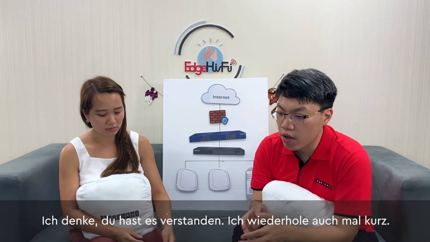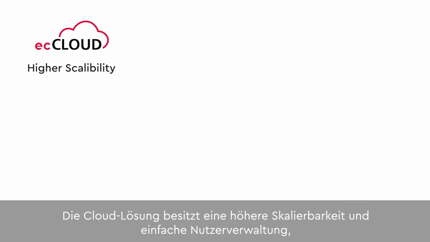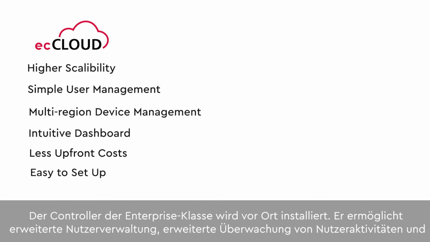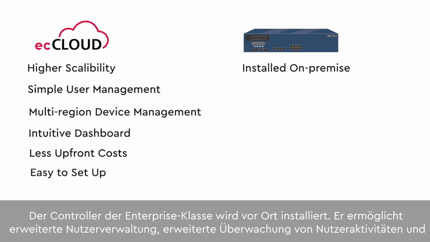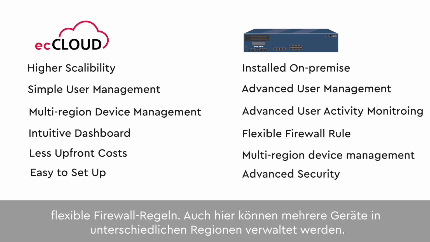So I think you got it. So let me just do a quick recap as well. For the cloud controller, it has higher scalability, simple user management, and we can manage multiple devices in different regions, an intuitive dashboard, less upfront cost, and it's easy to set up. For our enterprise grade controller, basically, you need to install on premise, and then it has advanced user management, advanced user activity, and flexible firewall rules. We can also do multiple device management in different regions.